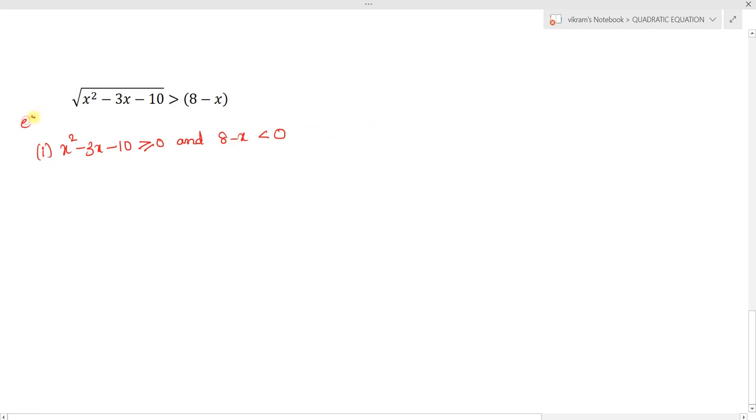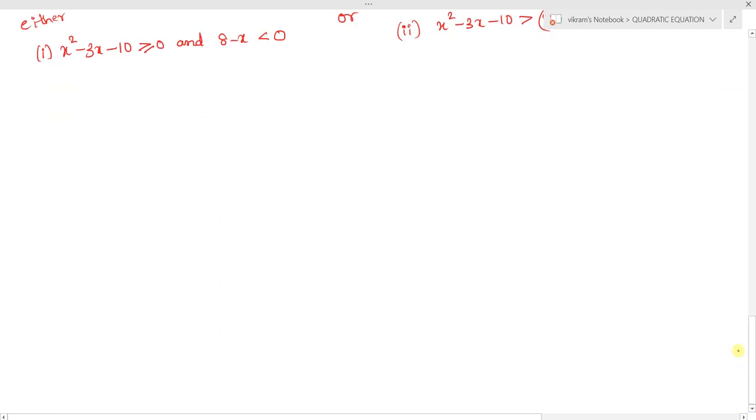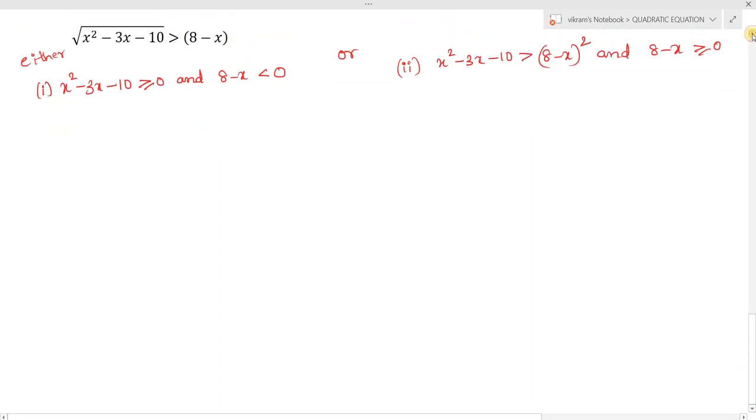Either this condition has to be satisfied, or the next one: if we square both sides, x square minus 3x minus 10 is greater than 8 minus x whole square. The square of any quantity is always greater than or equal to 0, and cannot be less than 0. Now if we solve these two conditions, we will get our required solution. First we'll solve the first one.